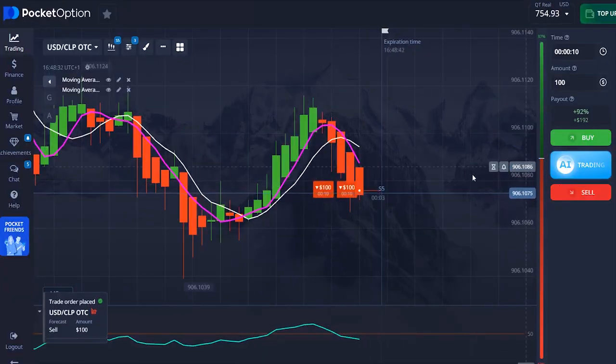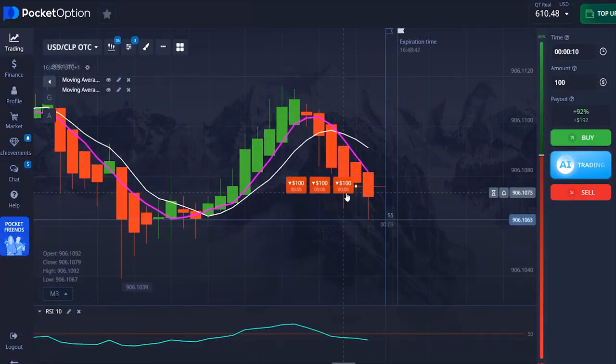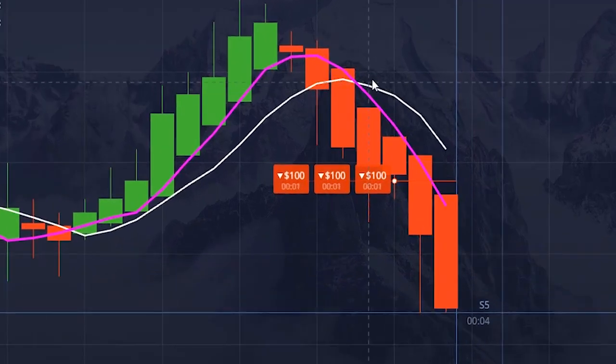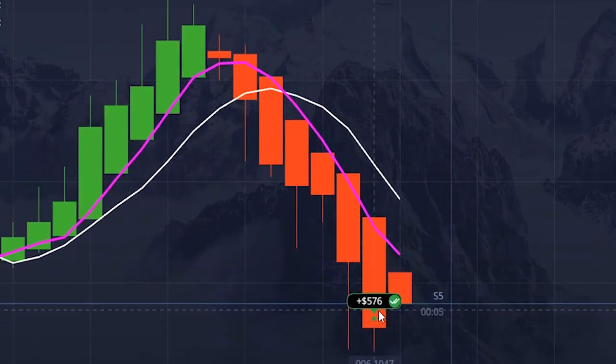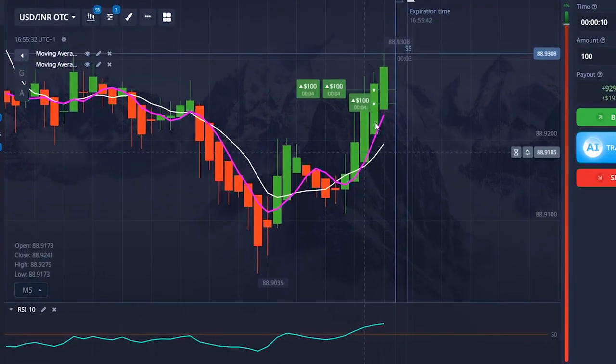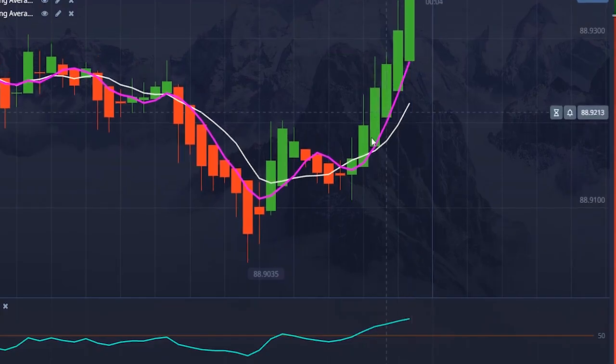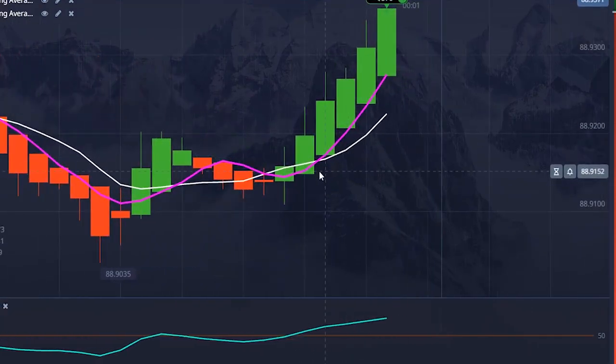That's the reason why I have to come right here to show you how you can make use of this particular strategy to make money in the market. This strategy is a very simple one, and it comes with just two indicators. It comes with 2 moving averages and RSI.